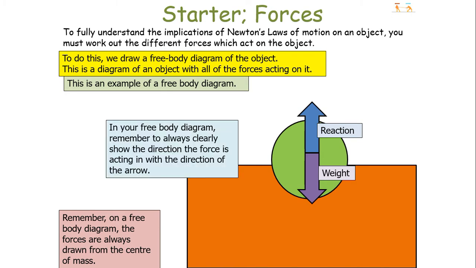Now in your diagram, you always show the direction the force is acting in with an arrow, and you show the size of the force with the length of the arrow. You also clearly label the type of force with the appropriate label. Now in your diagram, you should be able to work out the resultant force vertically, if there is one, and horizontally, if there is one.